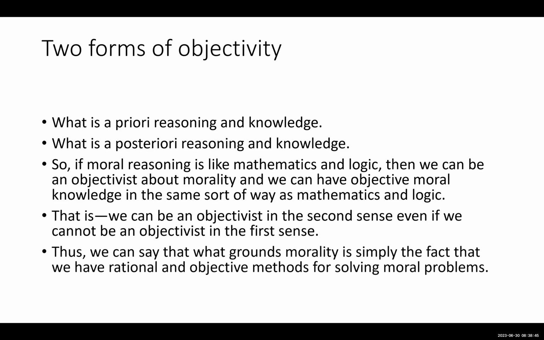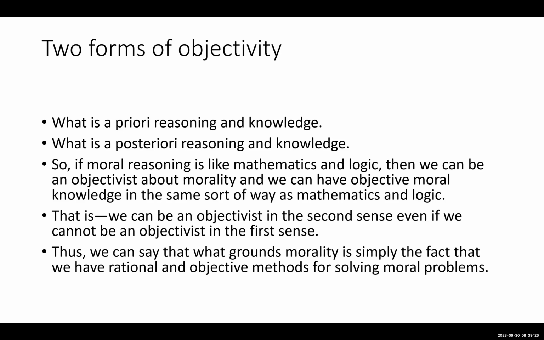Therefore, we would now be in a position to say that we have some grounds or some fundamental basis for morality. We can say that what grounds morality is simply the fact that we have rational and objective methods for solving moral problems. Now, you might still disagree, but at least we have some sort of approach. We don't have to entirely abandon an objective view of morality.